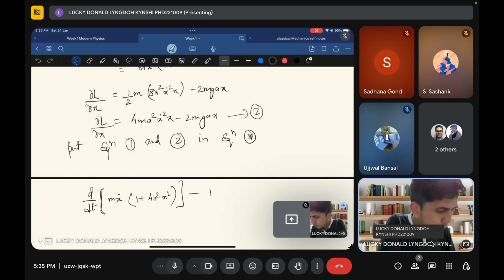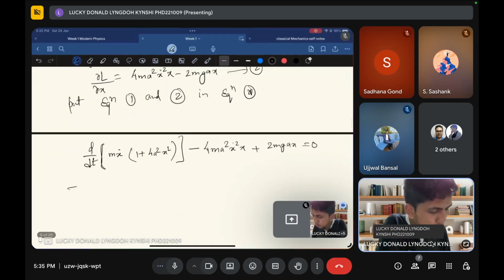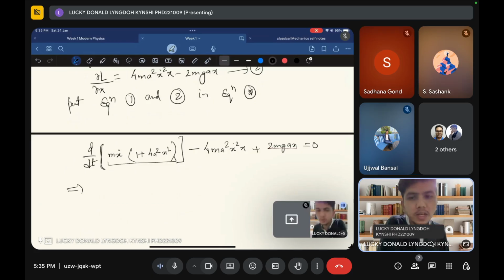Not minus half, will be equal to this equation number 2, minus of 4 m a square x dot square x, and then negative from here and negative from here, you will get positive, you will get 2 m g a x equal to 0. So you just need only to differentiate this equation now, and then you will get the equation of motion.